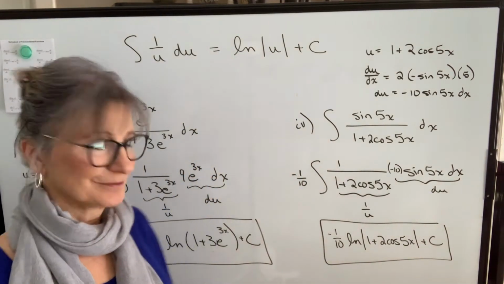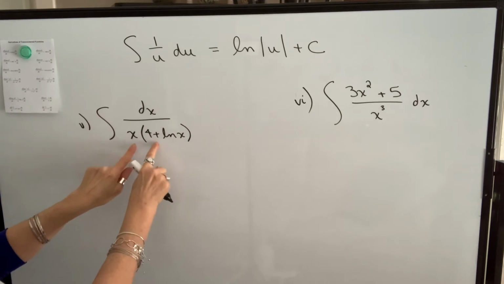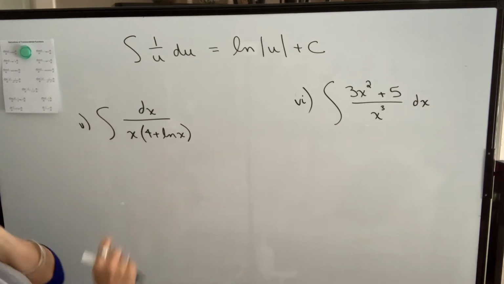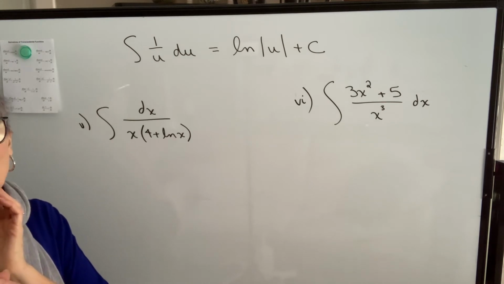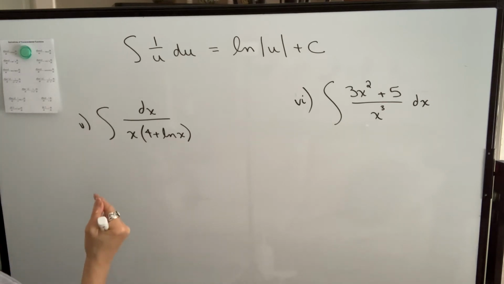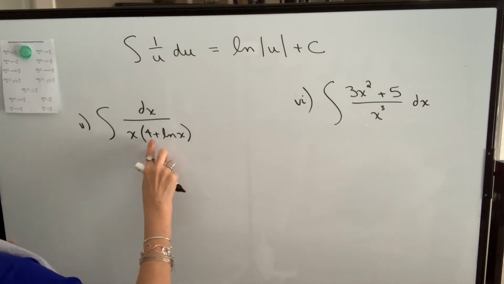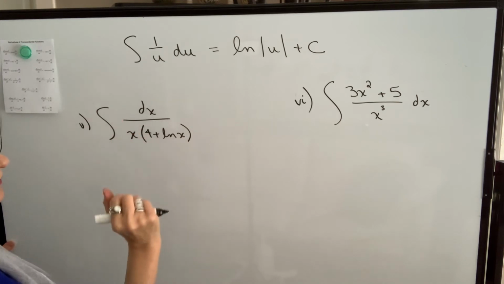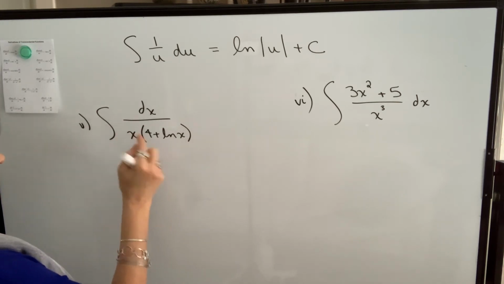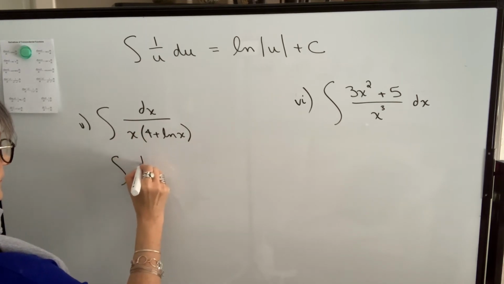Let's do some more. In our next example, we have a product here. Do not multiply that through. It turns out that one of these things is going to be the derivative of the other function. So remember that if this is my u, the derivative of 4 plus natural log of x will be 1 over x. This is a 1 over x. So let's split this up.